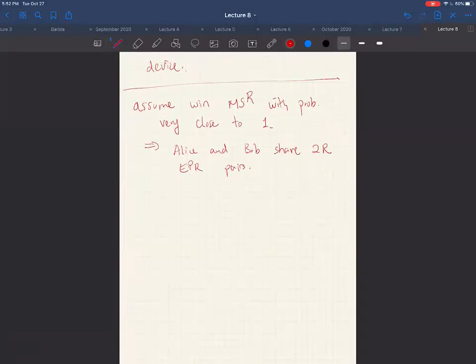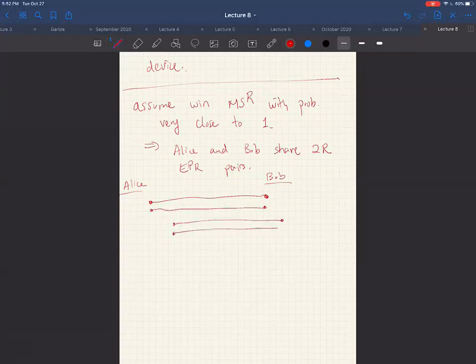So let's organize the EPR pairs in the following way. Here's Alice, here's Bob. Here's a pair for instance one. Here's a pair for instance two, and so on. And just to make things simple, I'm going to always ignore what Bob's doing on the first EPR pair. We don't really care, so we're just going to ignore this. So how can we make Bob simulate this trusted measurement device?